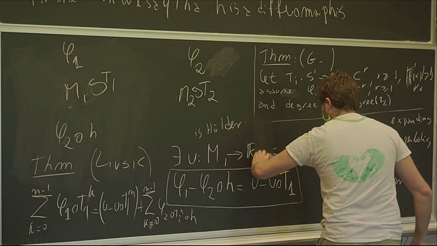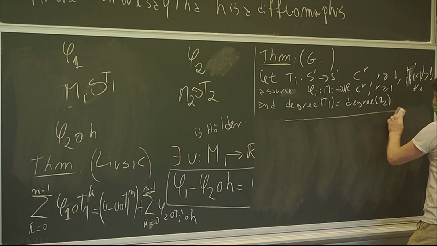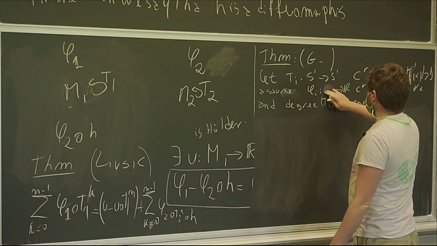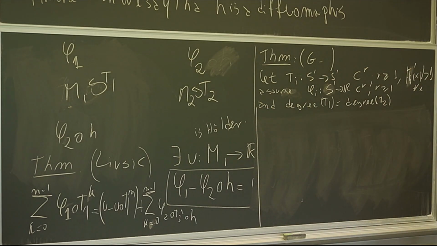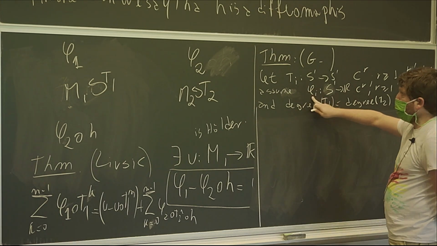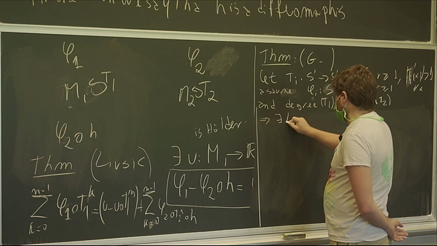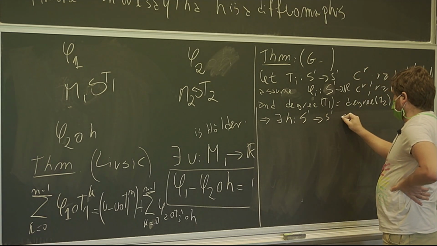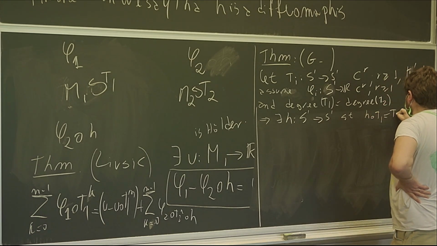And let's erase Livsic. M i is just S1. So then we assume the matching along periodic orbits. Well, then there is the standard theory that says that there exists H from the circle to the circle such that H composed with T1 is T2 composed with H.